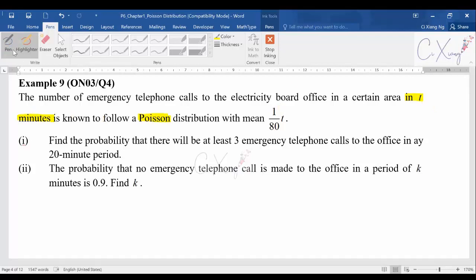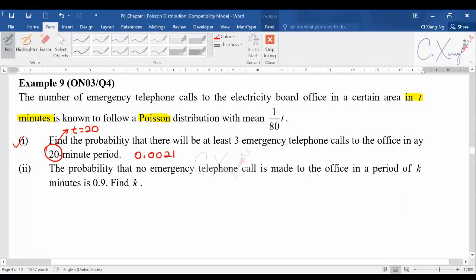It is written here. So first, they want you to find the probability that there will be at least 3 emergency telephone calls to the office in any 20 minutes period. So this one means that T equals 20. So you substitute T equals 20 into the mean here, and then you calculate the probability. This is a very easy question. I want you to try on your own. You will get 0.00216.